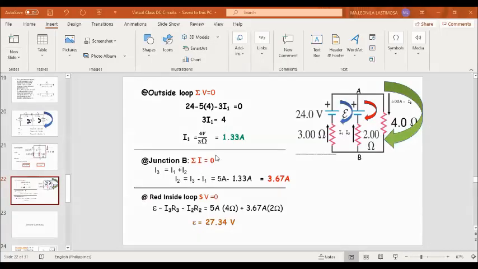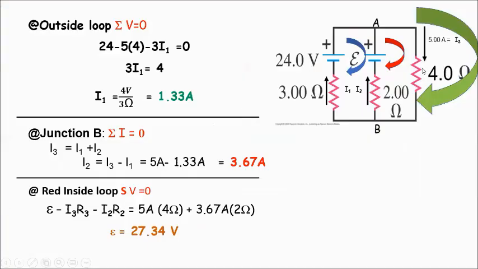At junction B, this is what we got earlier. The current entering at junction B is I3, and leaving at point B are I2 and I1. Since I1 and I3 are given, we need to find I2. So I2 is the difference I3 minus I1. Now substitute the values, and we have 3.67 amperes.